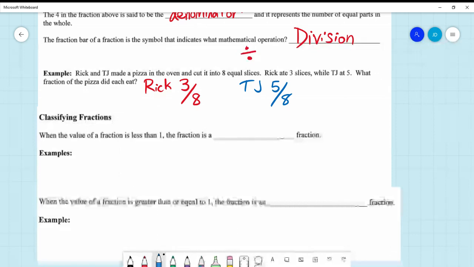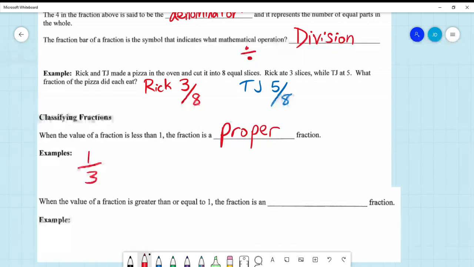Okay, when a fraction is less than 1, just like these two fractions right here and the one we saw on top, it is said to be a proper fraction. And to give some examples, 1/3 is a proper fraction. 7 out of 9 is a proper fraction. Anything where the number on the top, the numerator, is smaller than the denominator, the number on the bottom.